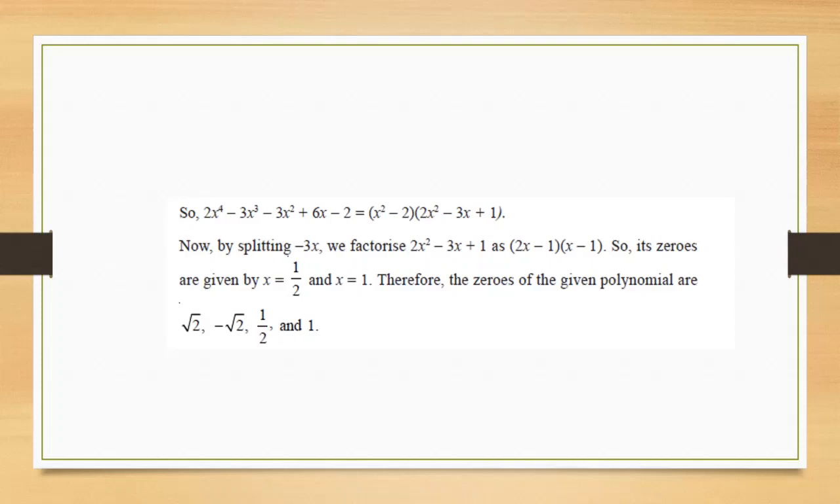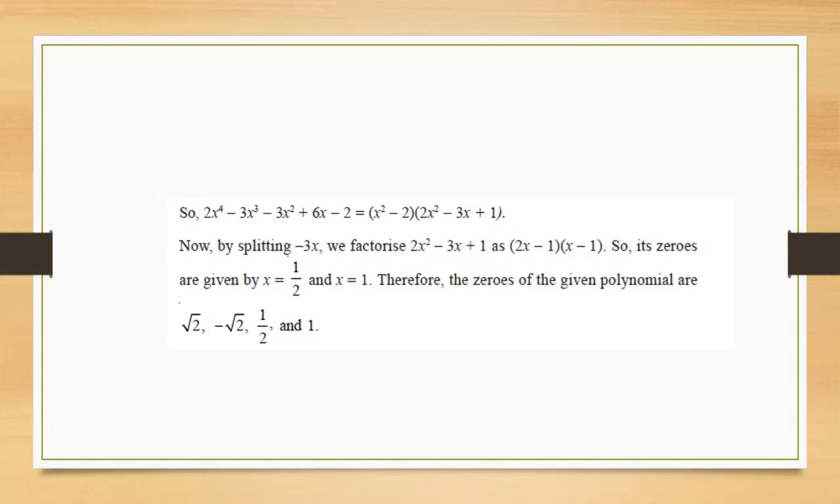Have you done it? Written it down also? Yes, ma'am. Done. So now we will be moving ahead to the last exercise for the chapter.